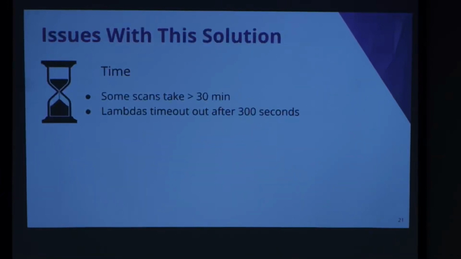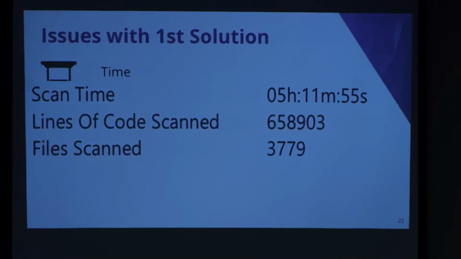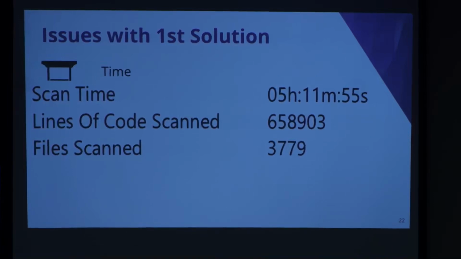Issues with this: the time. Man, these scans, when we were running Checkmarx, were taking a lot of time. Just to show you how long, 5 hours for a scan at first. 5 hours. That was not going to be acceptable for us in a CI/CD workflow. And even in this, the Lambdas time out after 300 seconds, and actually just up to 15 minutes now.